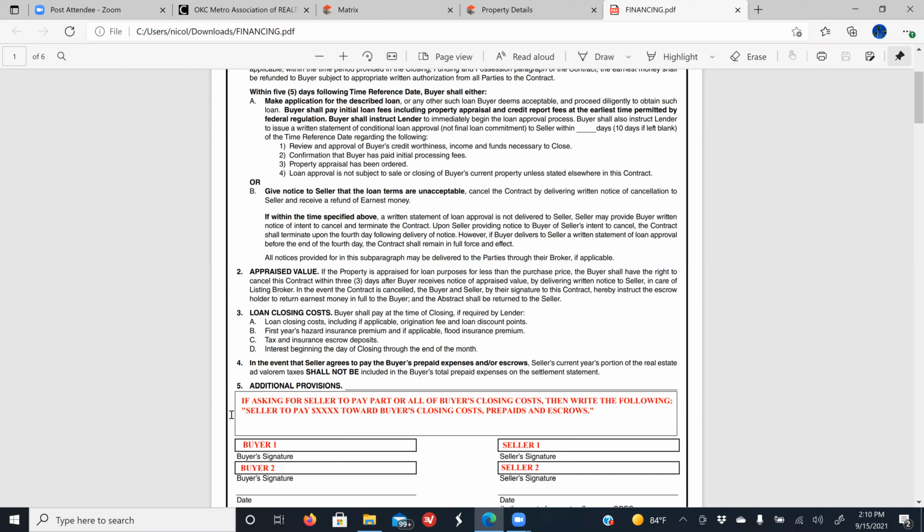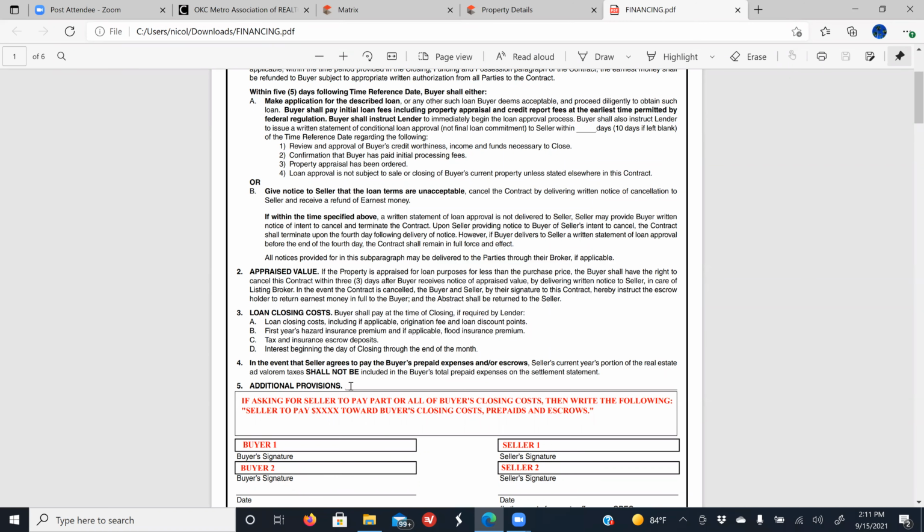Say you wanted to ask the seller to contribute $5,000 towards the buyer's closing cost. Then your statement would say seller to pay $5,000 towards the buyer's closing cost, prepaids, and escrows. What that will in fact do is charge the seller $5,000 and credit the buyer $5,000 to reduce the amount of money that the buyer has to bring to closing.